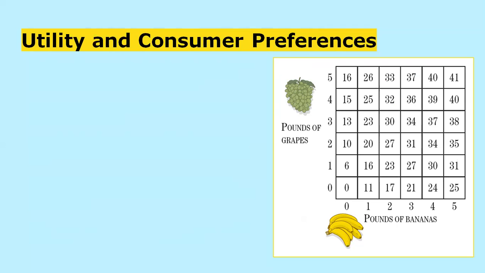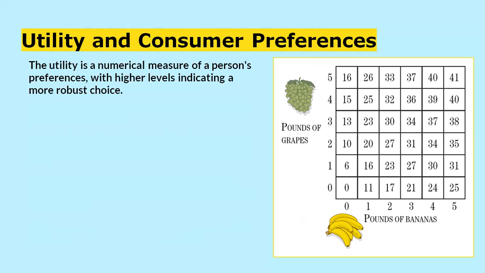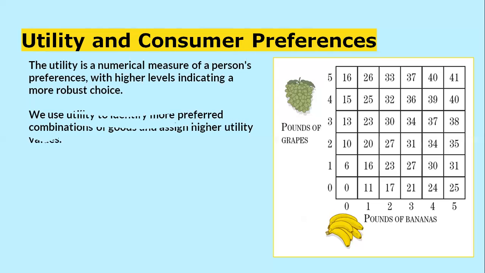Utility and consumer preferences. Utility is a numerical measure of a person's preferences, with higher levels indicating a stronger preference. We use utility to identify more preferred combinations of goods and assign higher utility values.